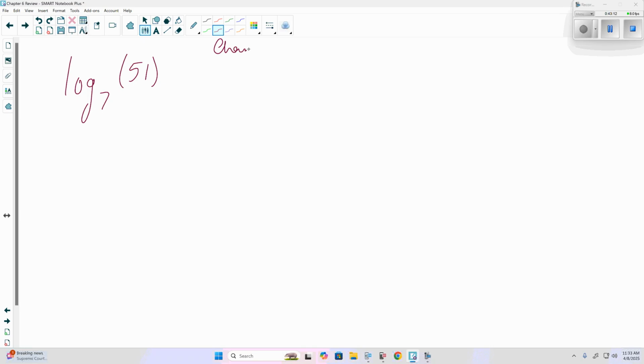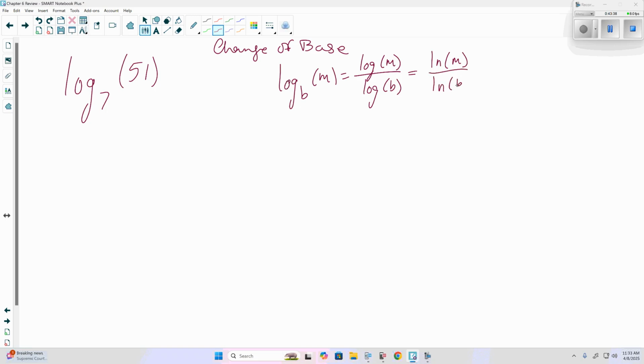Either way, get a little more practice. Change of base, we want to rewrite it as natural logs and common logs. Log base b of m is equal to log of m over log of b, which is also the same as the natural log of m over the natural log of b.